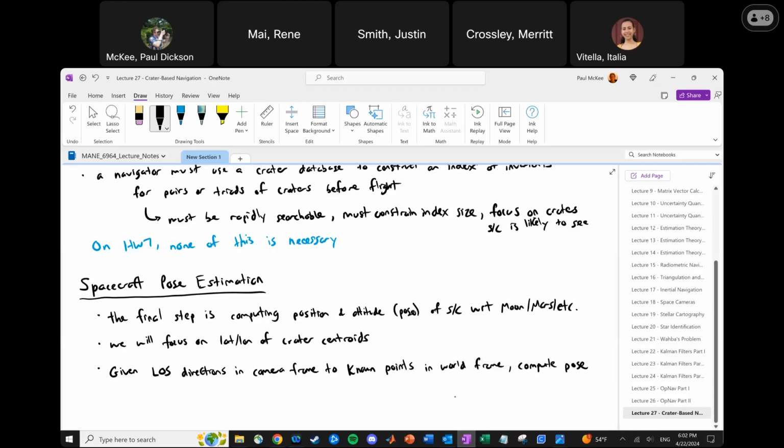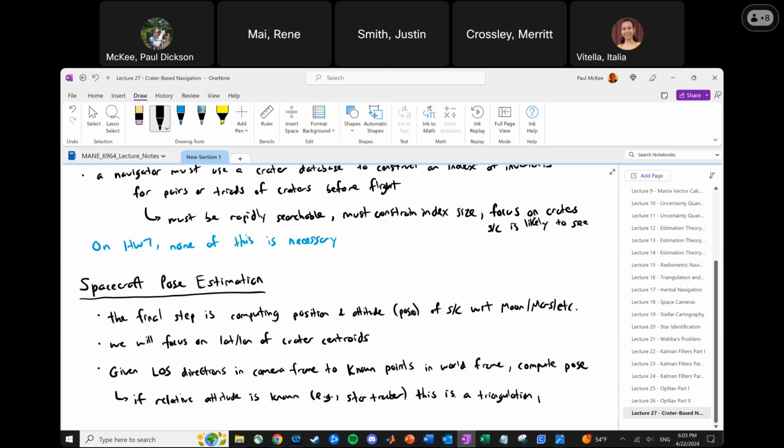Now, we should say this. If the relative attitude is known, e.g., you have a star tracker, then this is a triangulation problem.